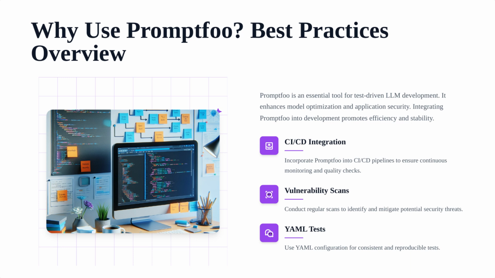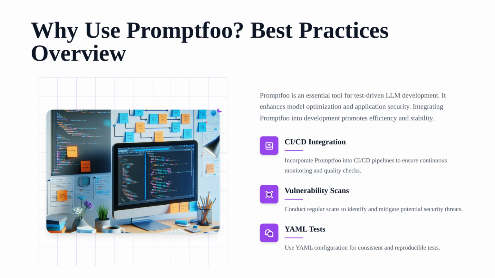A key best practice is integrating Promptfoo into your CI pipeline. That allows you to run continuous checks as part of your normal development workflow, so issues can be caught early instead of later in production. It's also important to run vulnerability scans regularly. This helps identify potential security risks before they become larger problems and supports a more proactive approach to protecting your AI applications. Another recommended practice is using YAML-based test configurations. YAML makes tests easier to standardize, repeat, and maintain, which is essential when you want consistent, reproducible results across environments and over time.